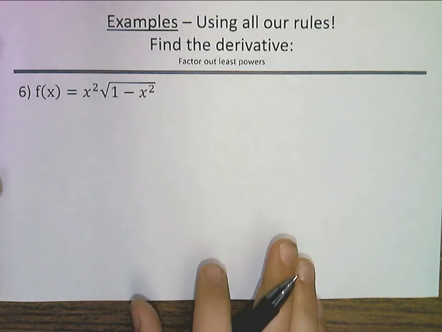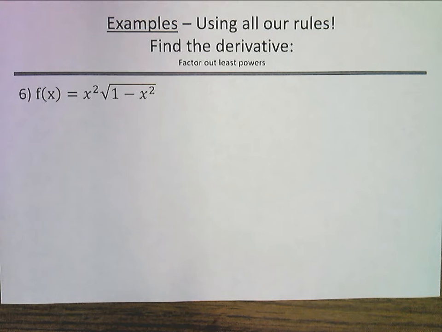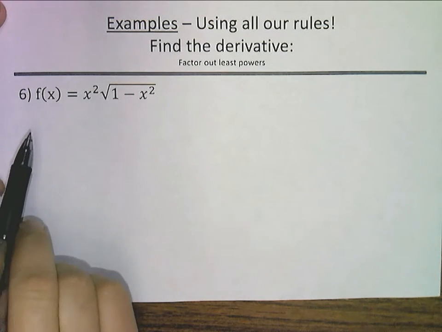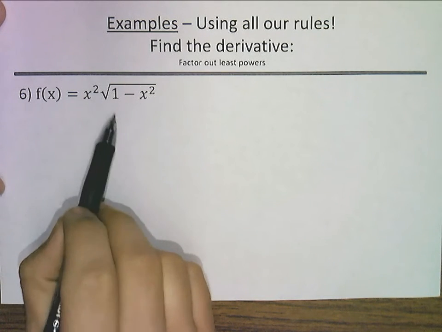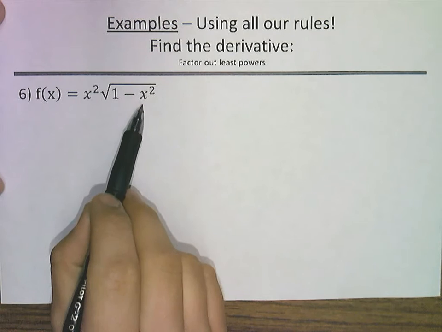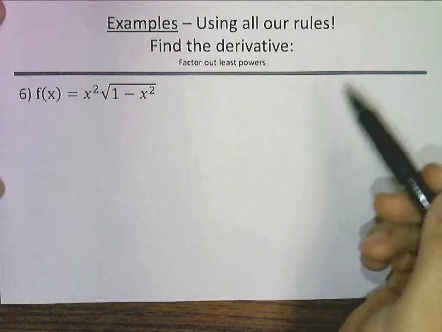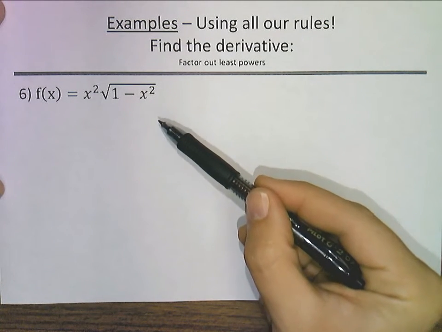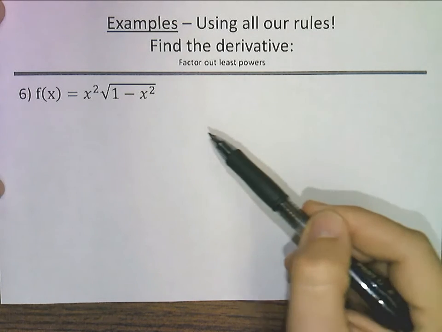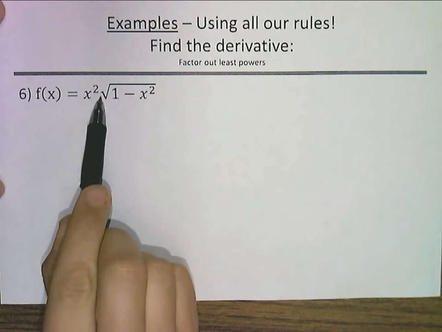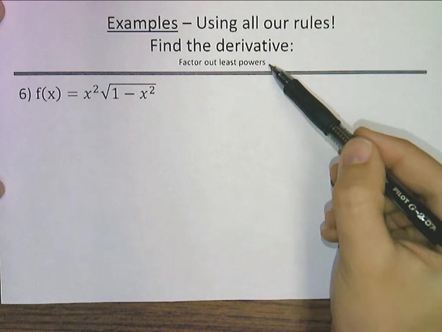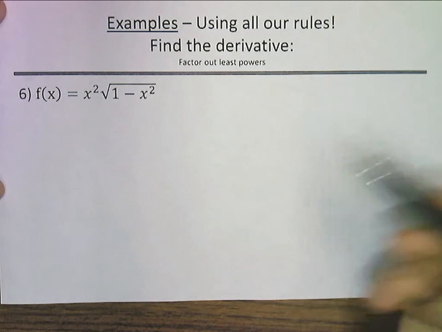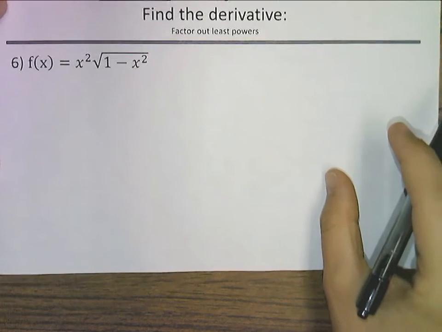Hey everybody, I wanted to make sure we all understood that example we kind of rushed through in class, which was example number 6 from your notes. f of x equals x squared times the square root of the quantity 1 minus x squared. Okay, so this one was multiple differentiation rules or multiple derivative shortcut rules, like we saw the product rule and we had the chain rule inside there. And I wanted to focus on factoring out these powers. So just going to rework this one to make sure we all understand it.